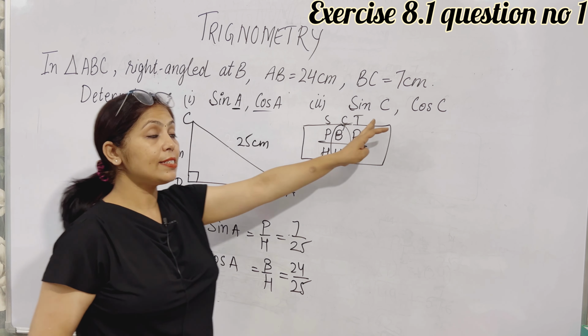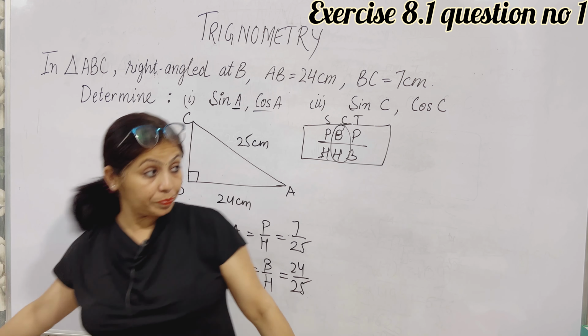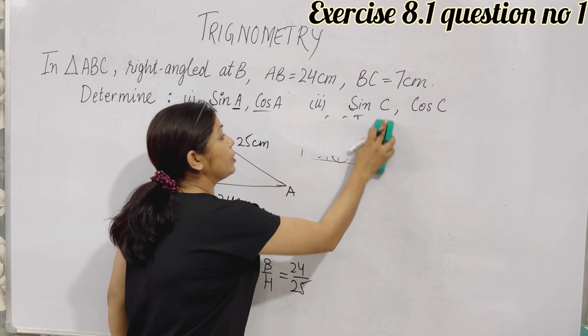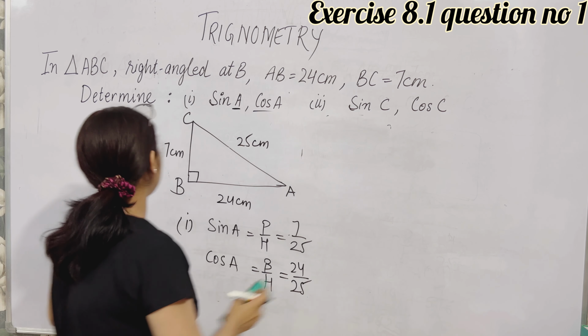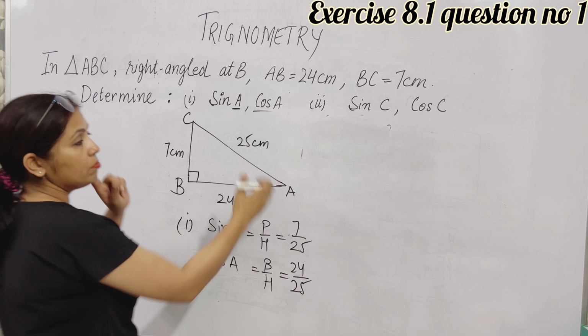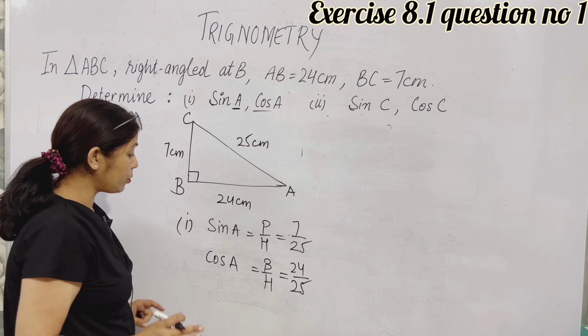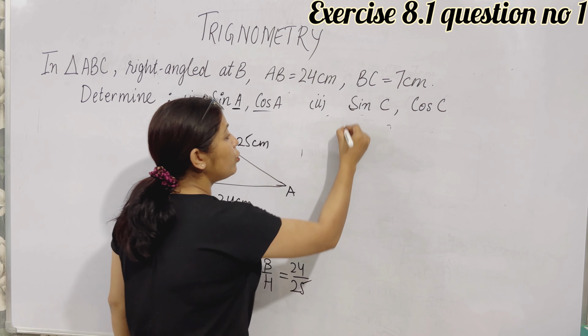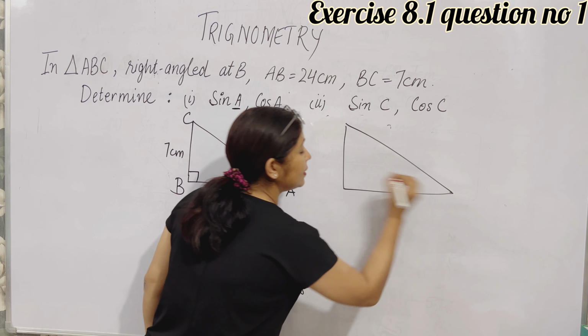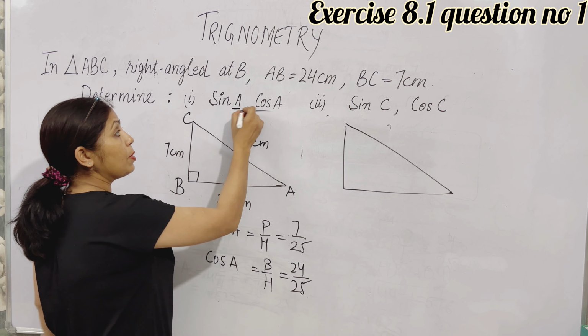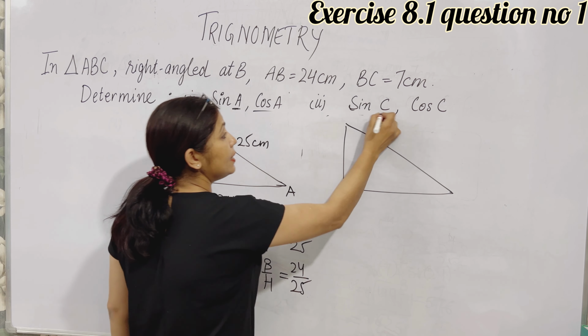Now let's understand the second part. And see, you must have seen many videos, but there, how is it explained that this one is perpendicular and this one is base? So I am going to tell you a very simple trick today: you have to draw another triangle. Why another triangle? Because here is angle A, but here is angle C.